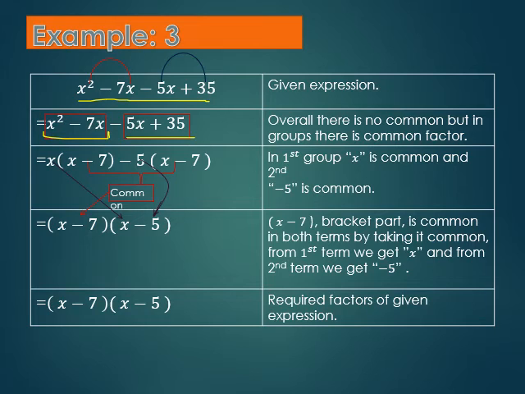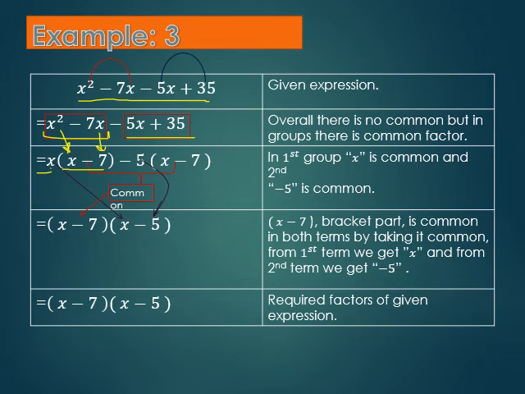From the first group, observe x is common. After taking it common, from the first term, that is x square, the remaining term is x. From the second term, we get 7. So x minus 7 is the factor.